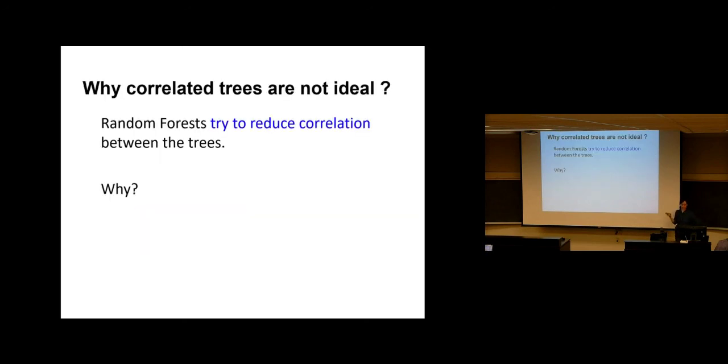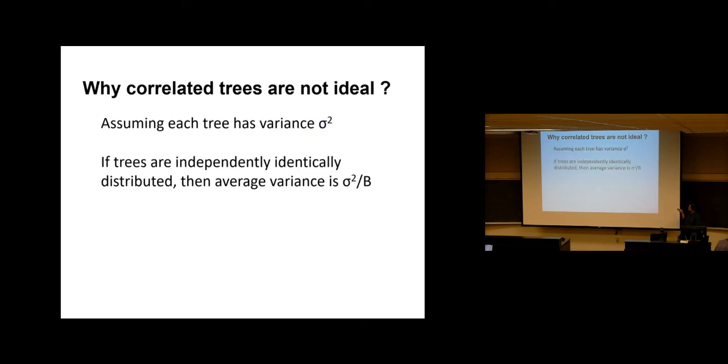Okay, so now let's come back to the original motivation for decorrelated trees. Why are correlated trees not ideal? I gave you a simple explanation from the variance of aX plus bY, but more concretely, what is the concrete formula for the variance of a random forest? Let's assume each tree has a variance sigma squared. If the trees are independently identically distributed, then the average variance is sigma squared over B.